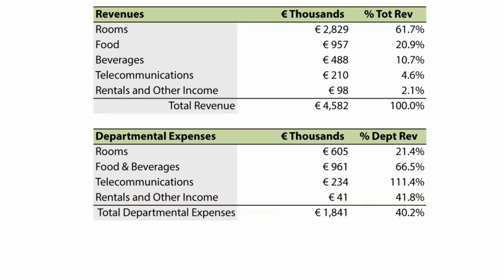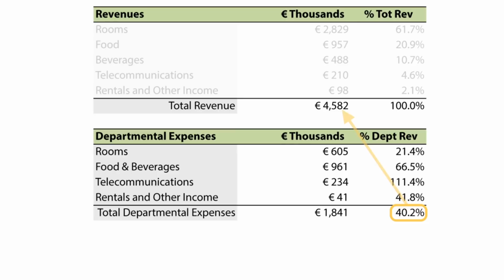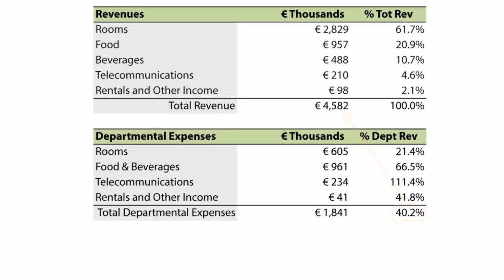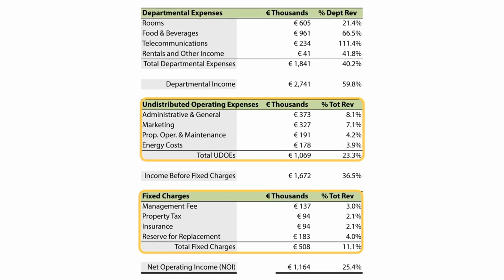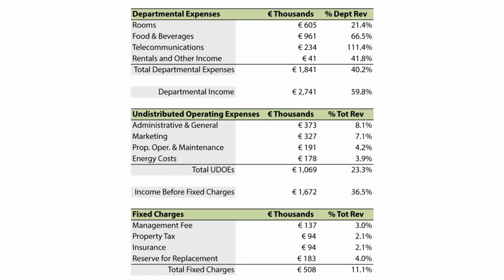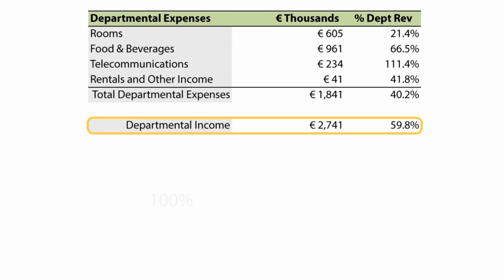On the other hand, the total departmental expenses, 1.841 million in the first year, is 40.2% of total revenues of 4.582 million. So when we start to leave the departmental expenses and look at any other expense category, what we find is things are now expressed as percentage of total revenues. It's only the departmental expenses where things are very specific. We see that our departmental income is 1 minus the 40.2% expense, or 59.8% departmental income.